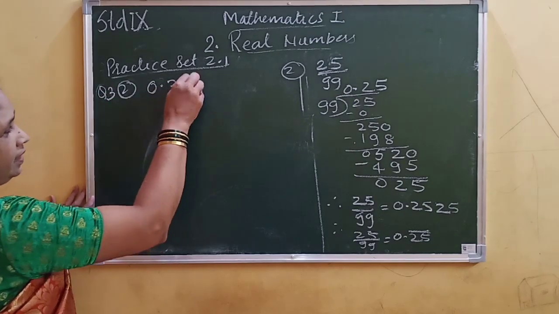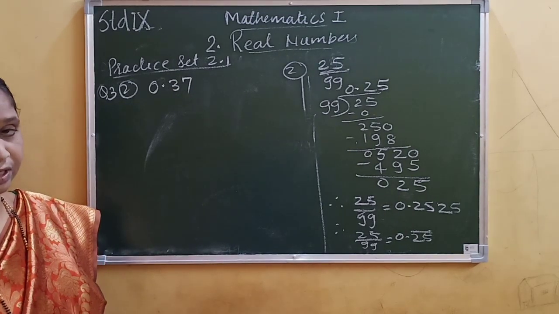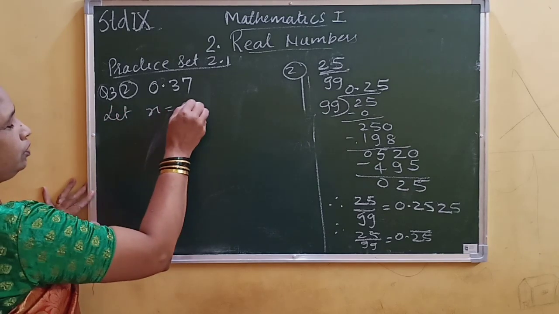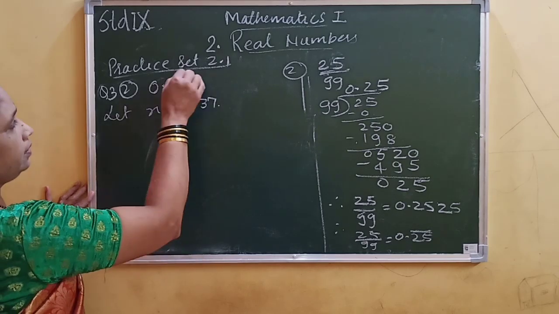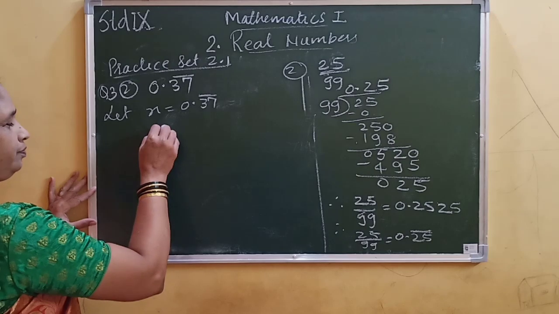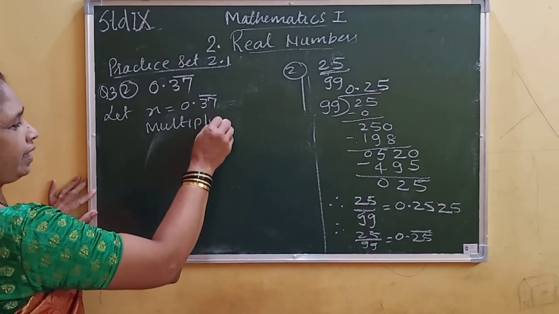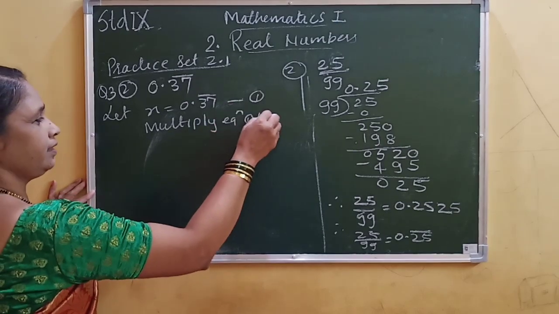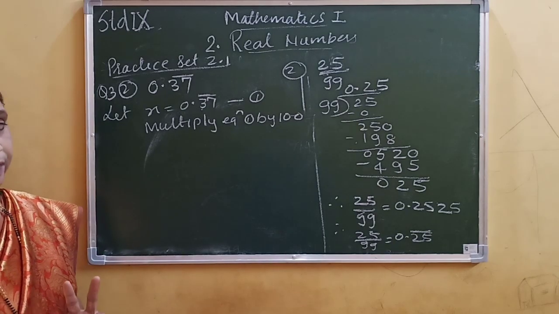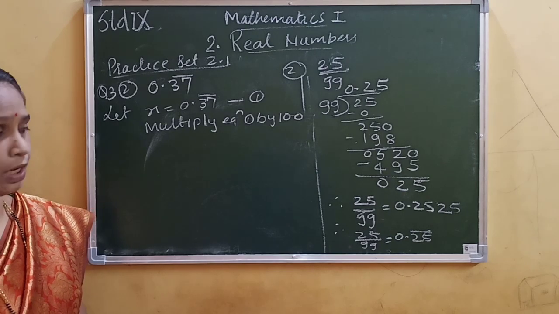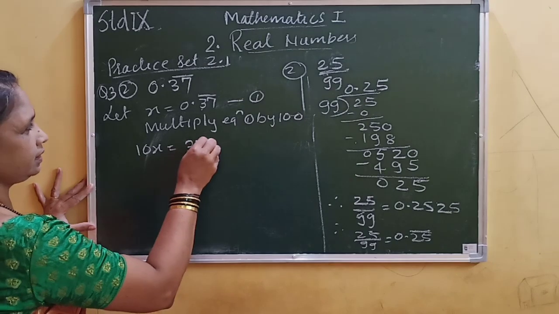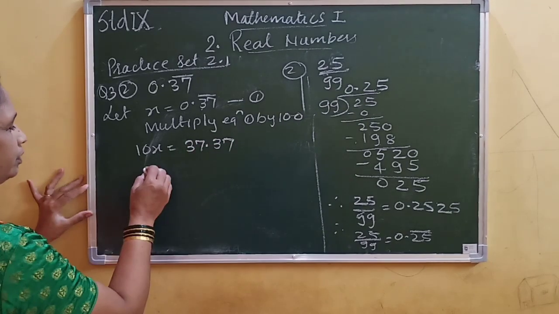0.37 bar. We have to write this decimal as a rational number in P upon Q form. Let x be equal to 0.37 bar, which is given, so directly we write 0.37 bar here. Now the next step is to multiply equation 1 by 100. Here two digits are repeating, so we multiply by 100. If 1 digit is repeating, then by 10. If 2, then 100. If 3, then 1000. So 100x is equal to 37.37 bar. This is equation 2.